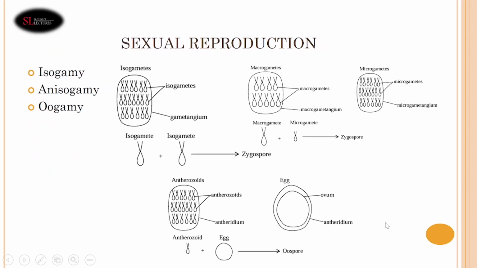Then we look at sexual reproduction in algae. Sexual reproduction is the most advanced form of reproduction, and as you hear, sexual means there is a fusion of gametes somewhere. It tends to create new genetic combinations. There are three types of sexual reproduction in algae: isogamy, anisogamy, and oogamy.